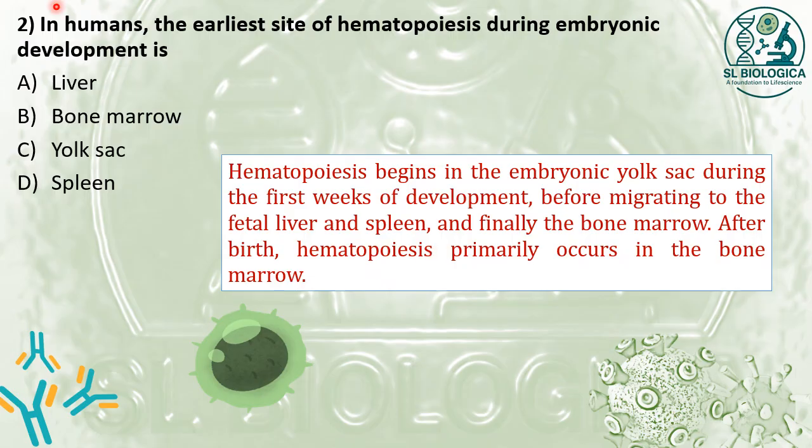Let's look at the question again. In humans, the earliest site of hematopoiesis during embryonic development is. So which one is that? Yes, the yolk sac. So it's clear, it is the yolk sac.